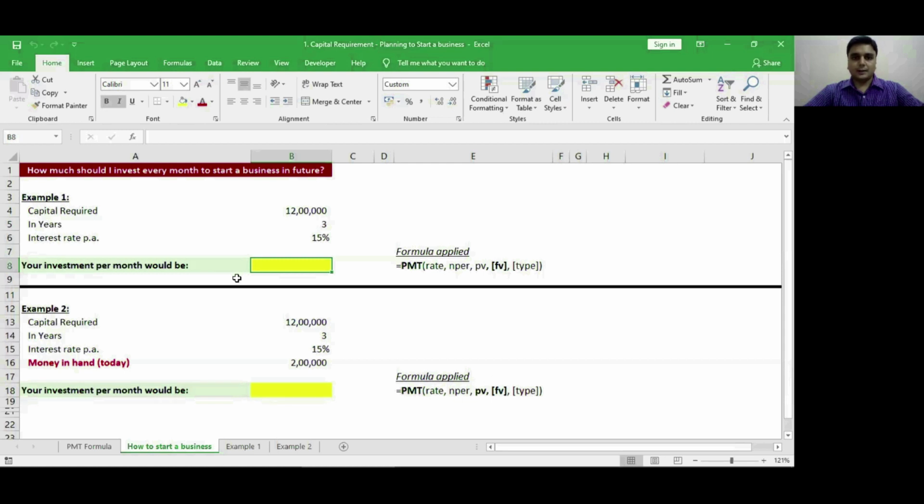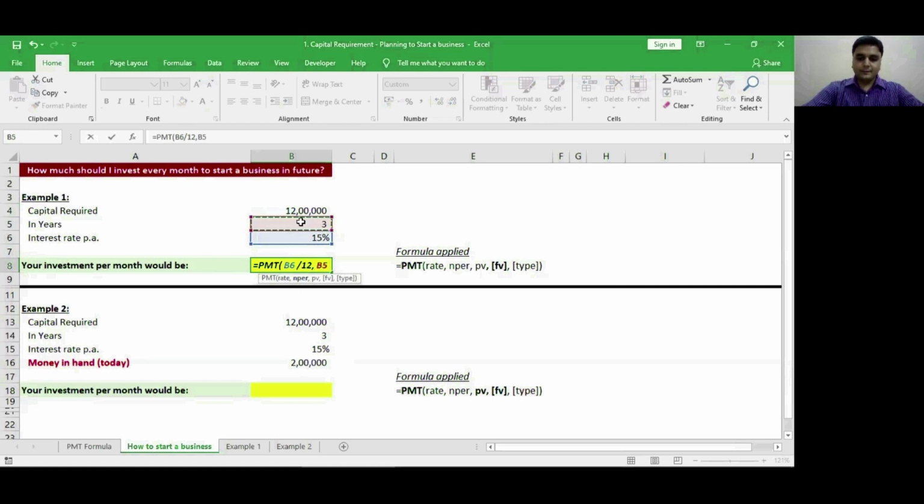so that 3 years down the line I get a value of 12 lakh rupees. So I will use a formula PMT. I will input rate as 15%. Now since this will be a monthly investment, I will divide the rate by 12, comma, NPER stands for number of periods. I will select 3, multiply it by 12, which means 36 months, comma.